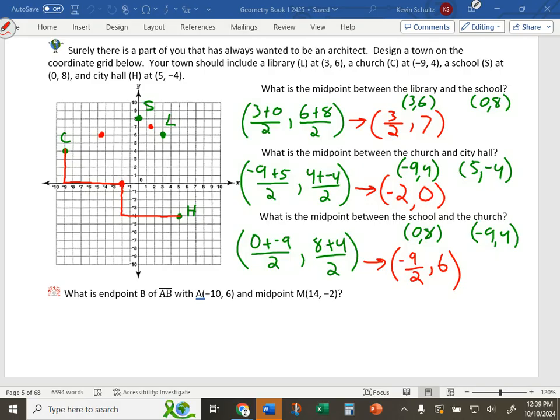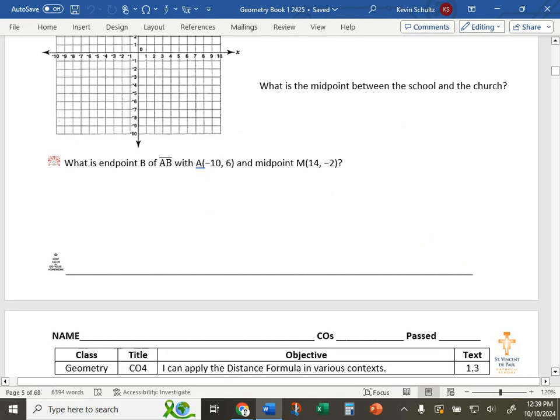Okay. Questions on those three? Just using the midpoint formula for what it's really designed for. Okay. That bottom question says, what is the endpoint B of segment AB with A at -10, 6 and the midpoint at 14, -2?